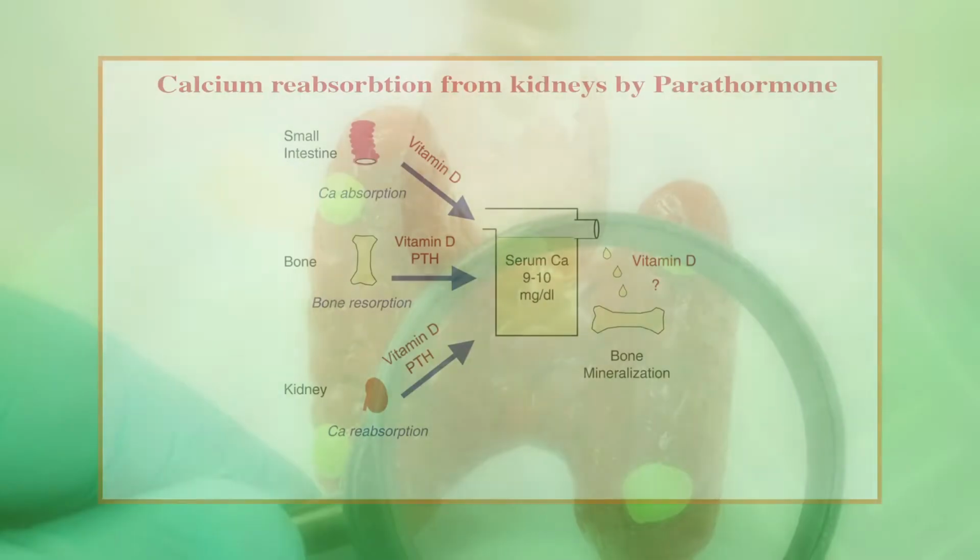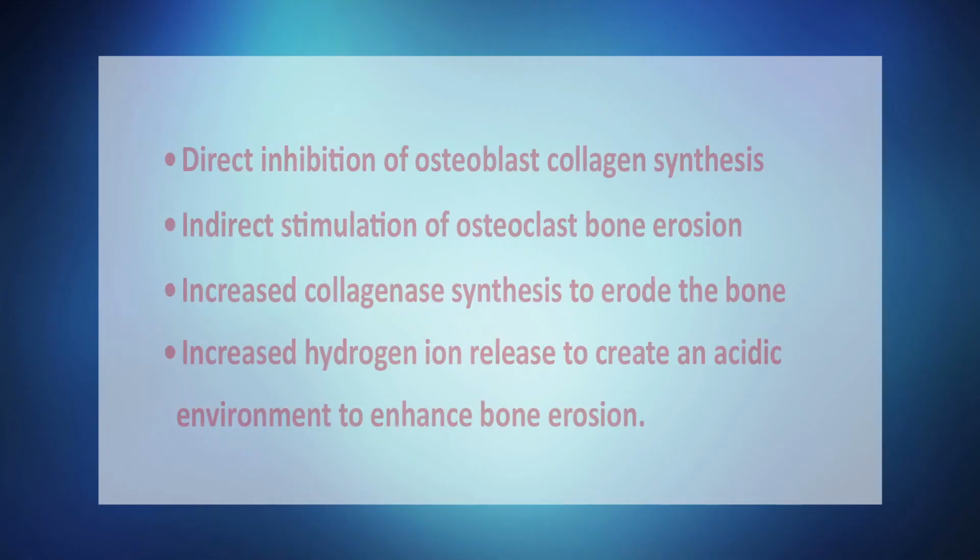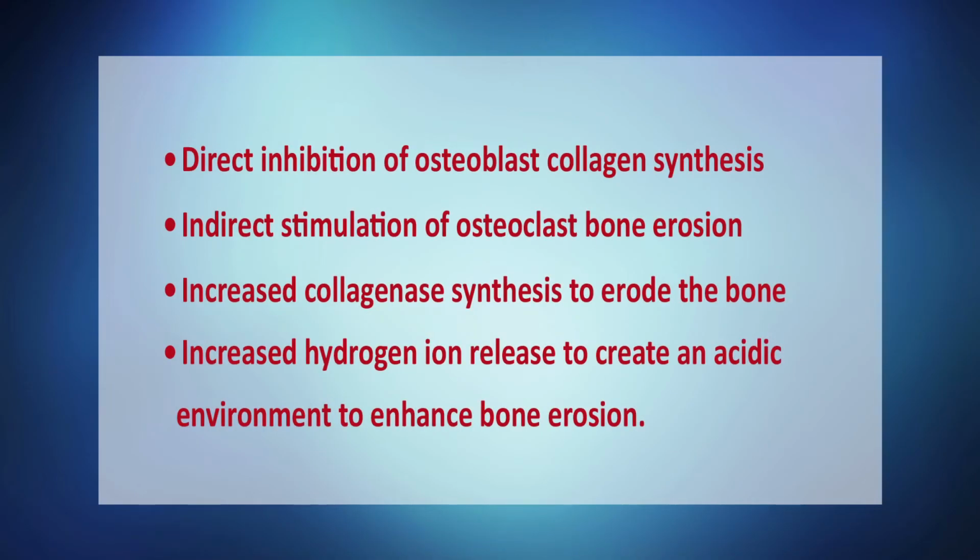The resultant increase in bone turnover can have different effects on net bone mass, but always results in increased serum calcium. The actions attributed to this are direct inhibition of osteoblast collagen synthesis, indirect stimulation of osteoclast bone erosion, increased collagenase synthesis to erode the bone, and increased hydrogen ion release to create an acidic environment to enhance bone erosion.